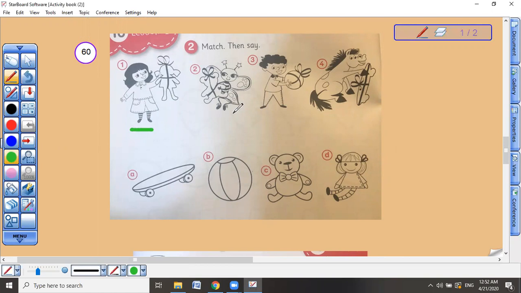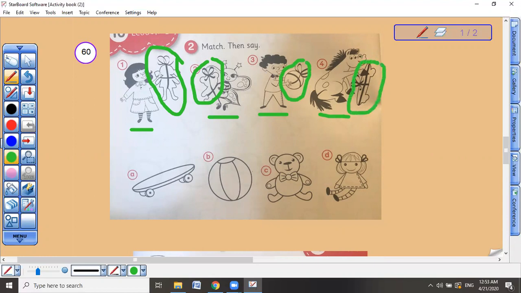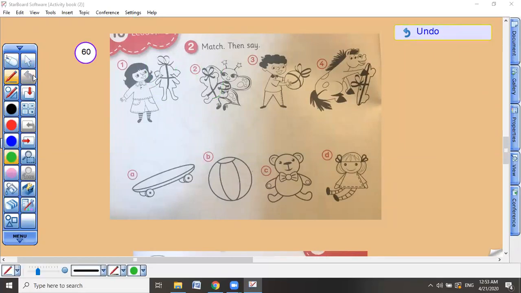Here we have Lily, Bella, Jack, and Horsey. And they have got presents. Lily has got a present, Bella has got a present, and Jack has got a present, and Horsey has got a present. Now, here we have the presents. We have a skateboard, a ball, a teddy, and a doll. Okay? So, in this exercise, you will draw lines to match between the people and their presents.